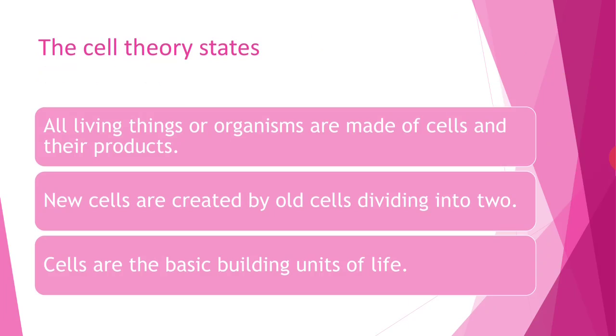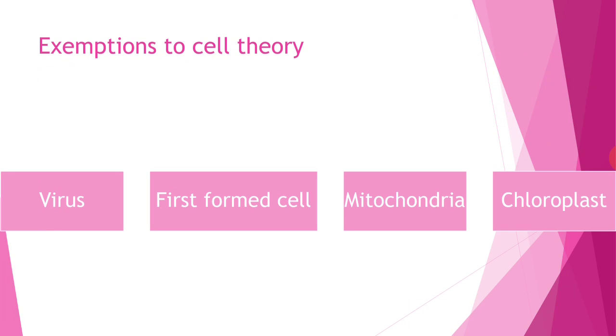Prokaryotes exhibit amitosis, whereas eukaryotes divide either by mitosis or by meiosis. And there are certain exemptions to cell theory. Viruses are not considered as cells because virus, as long as it is present outside the body, is comparable to a chemical crystal. And the first formed cells during the process of evolution, they may be conservates or protobionts, are exempted from this cell theory.